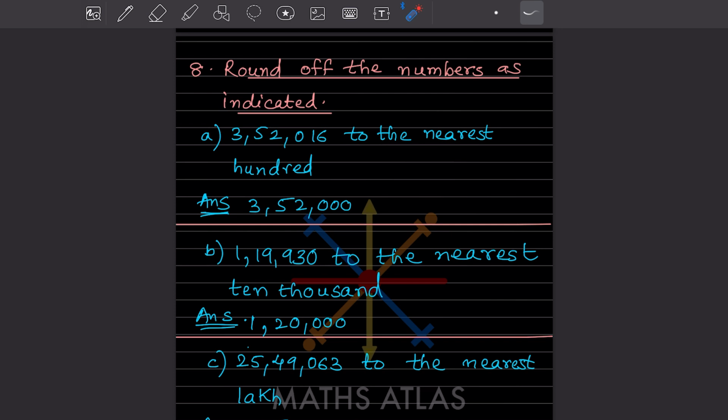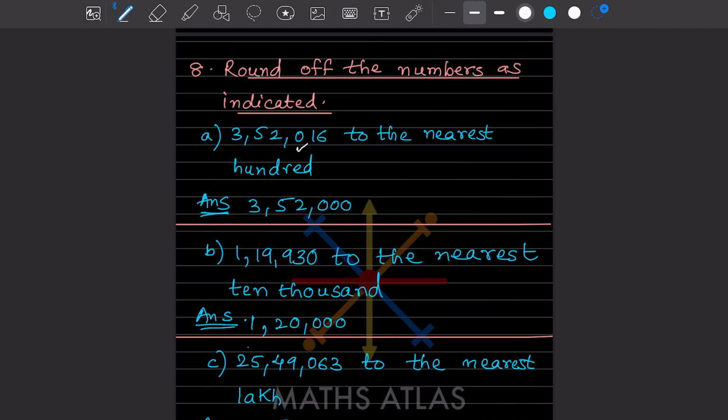So now what did they say? Round off this one. This number they have told to round to the nearest 100. So what are we going to do? First thing, ones, tens, and hundreds. Okay. So we are going to put a tick mark on the hundreds place, and we are going to see the very next number.